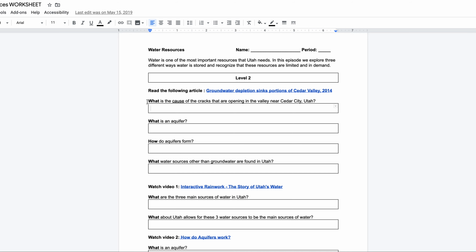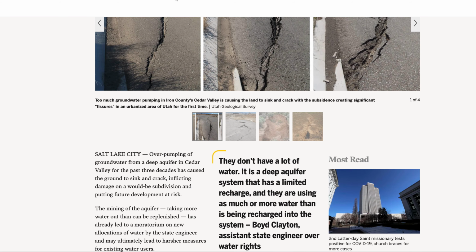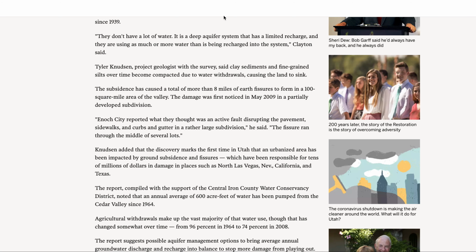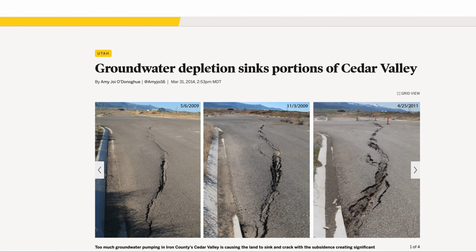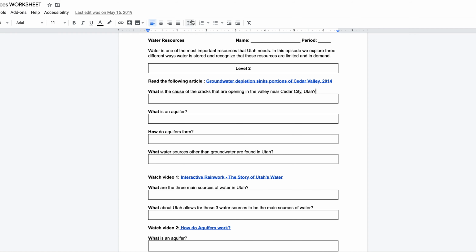What is the cause of the cracks that are opening in the valley near Cedar City, Utah? So you don't have to read the whole thing. You just have to find where the answer to that is. I mean, if you want to read the whole article, that's fine. But it says, what is the cause of the cracks? Now, it doesn't ask you what do you think the cause of the cracks is. It asks you to find it in the reading.